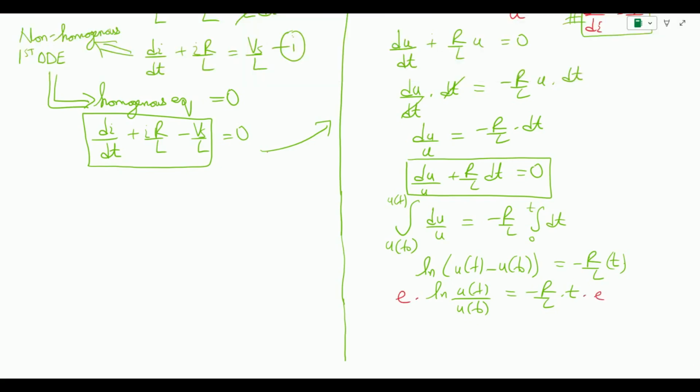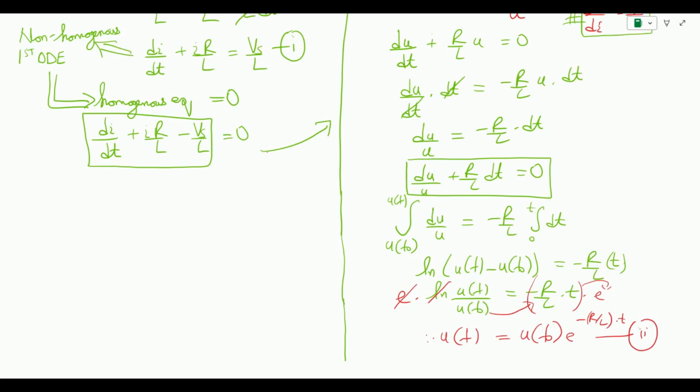And once we do this, the natural log cancels out, so we'll be left with u of t, and I can take this u of t to the other side, and when the exponential gets multiplied by this factor, it becomes a power of the exponential as per the mathematical rule. So this will become u of t naught e raised to power minus r by l multiplied by t, and this is my equation number 2, which I am getting in a simplified form.